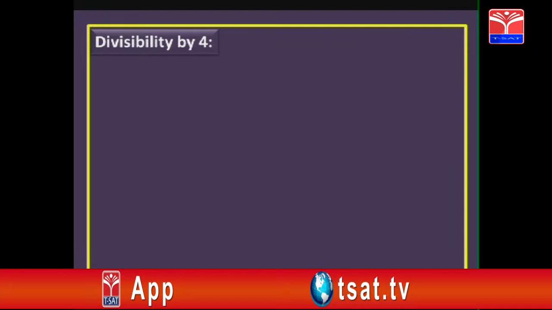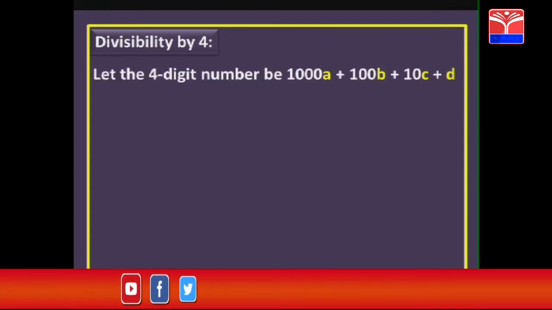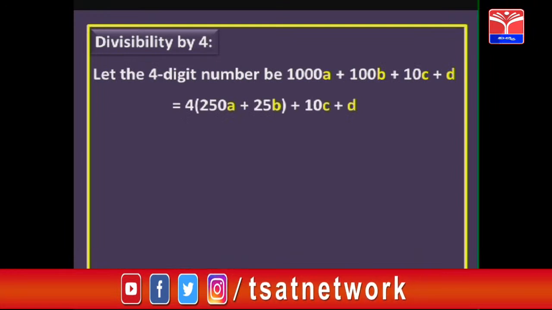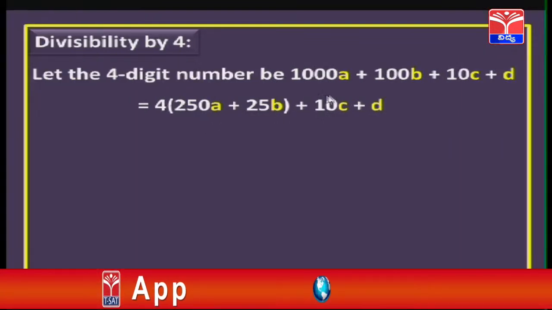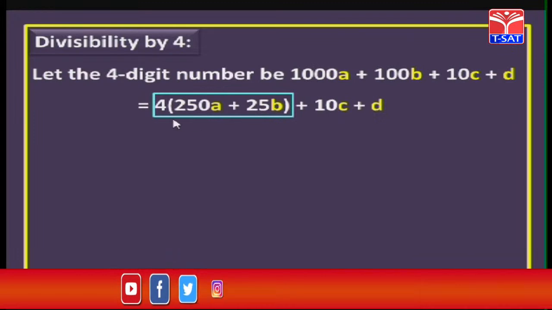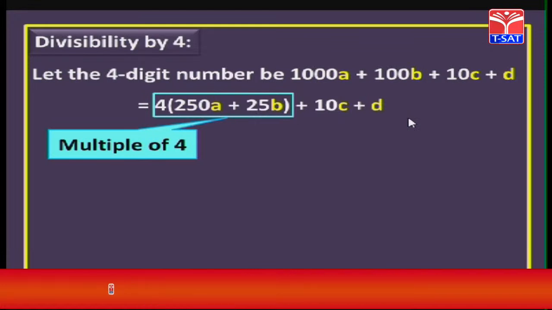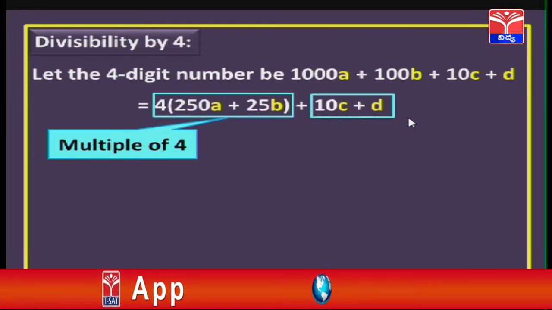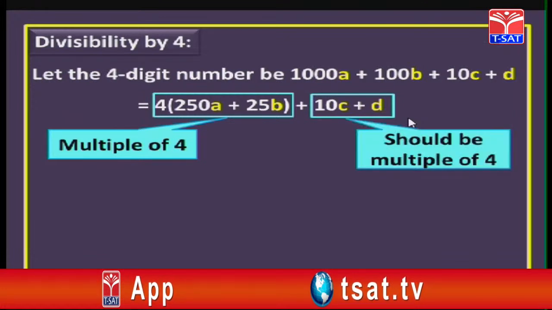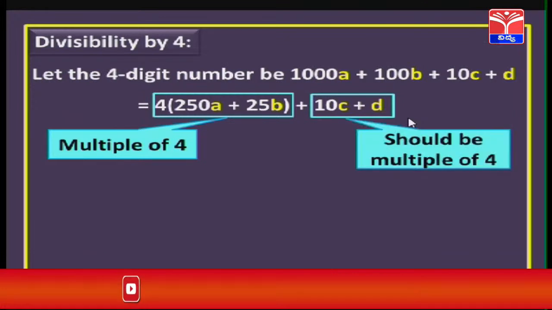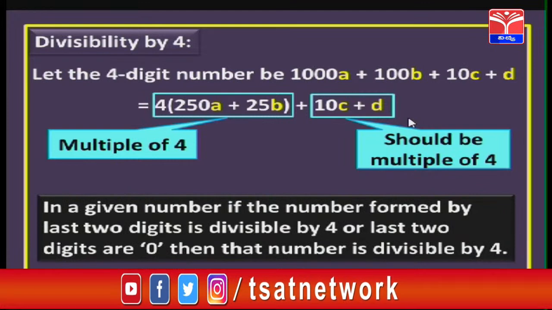Now let us move on to our next divisibility rule, that is divisibility by 4. Let us consider a 4-digit number as shown. I am going to take 4 common from the first two terms. If I take 4 common, I get 250a, plus from 100 I have taken 4 common, I get 25b, plus 10c plus d, as it is, no change. Now if you notice, 4 into 250a plus 25b is a multiple of 4, or divisible by 4. What is left now? 10c plus d. This should also be a multiple of 4, or 10c plus d should be divisible by 4. Then I can say the given number is divisible by 4.